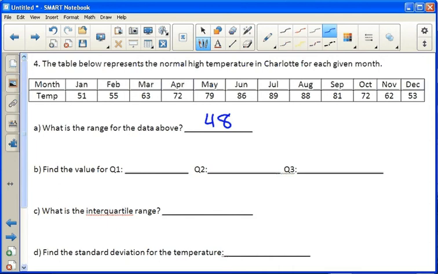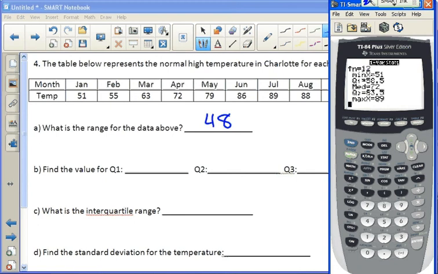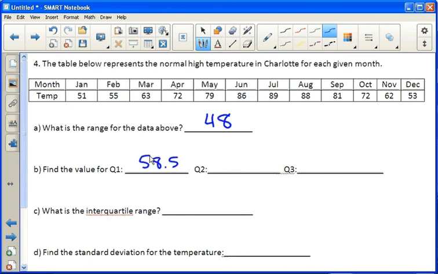Then it asks for Q1, Q2, and Q3. That's also in that one variable statistics. Q1 is 58.5. Q2 is the same thing as the median, which is 72, and then Q3 is 83.5. The interquartile range we do by doing Q3 minus Q1. In this case, 83.5 minus 58.5, and that gives us 25.